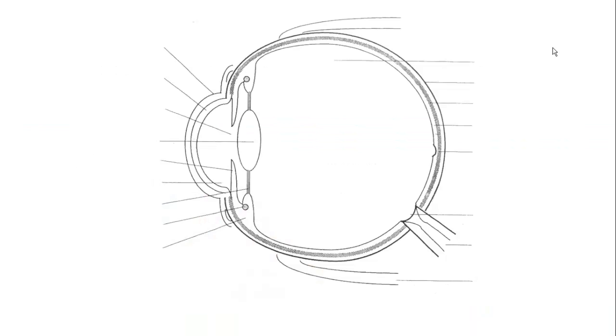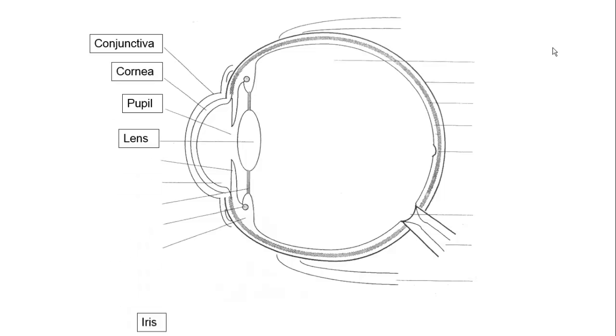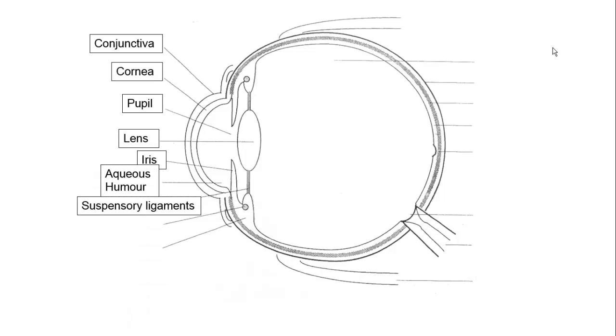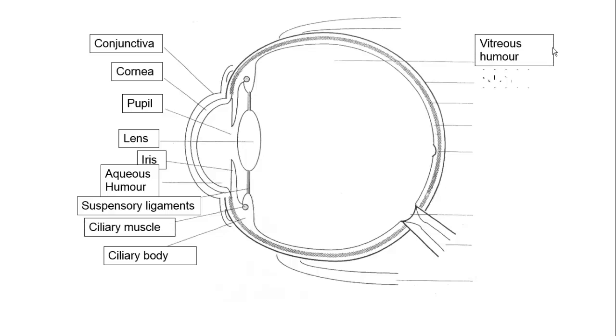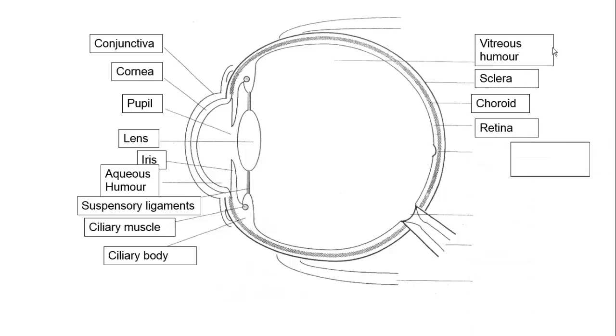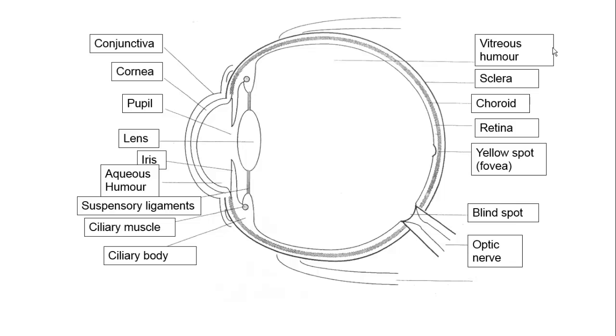That video was on the iris reflex. So let's just label it up again. Now, this is an eye taken in cross section, and the parts of the eye we're really interested in this video are this one, the lens. That's this object here. These ones, the suspensory ligaments, that's these things here.